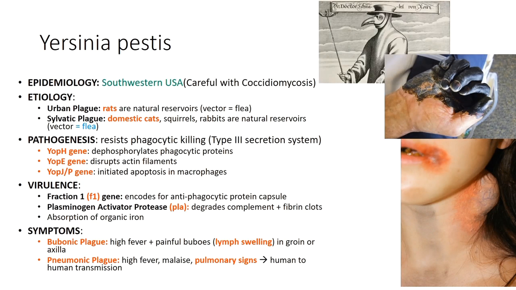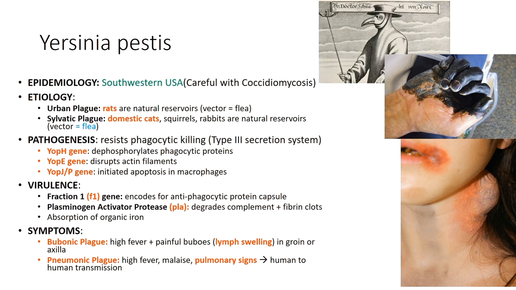So next is Yersinia pestis. You did learn this a little bit earlier, and I just want to mention it here because it more comes into the multi-systems approach. It's kind of good to talk about. So epidemiology, as far as the United States, is in the Southwest United States, so places like Arizona, California, Colorado, New Mexico, Utah, Texas. Just the Southwest United States is where you're going to find this guy.